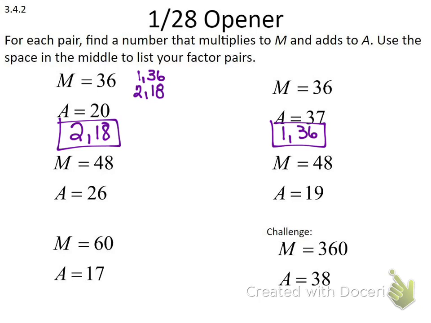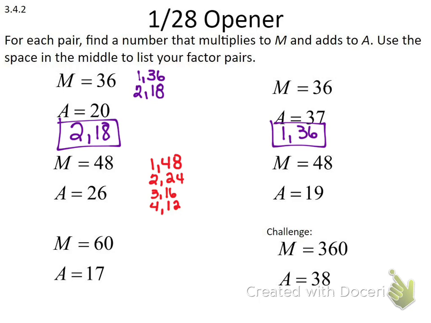Okay? What are my factor pairs for 48? Well, I know I'm going to start with 1 and 48. What's another factor pair of 48? We want to keep them in order. 2 and 24. Okay, then what? 3 and 16. Okay. What about 4 and 12? 4 and 12? Mm-hmm. Okay. Do I need to keep going? Yeah. Okay.